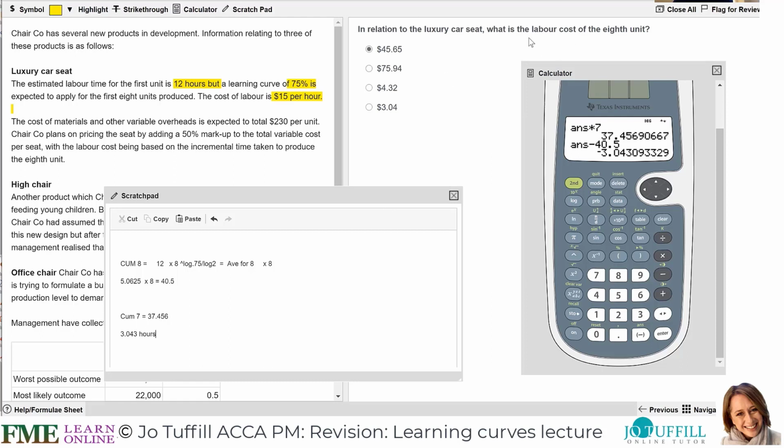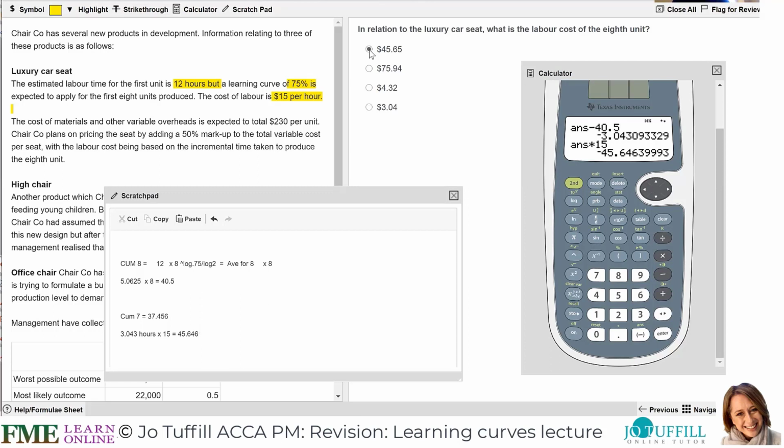Now, hours. We've not been asked for hours, we've been asked for cost, but guess what's there? 3.04. Can you see? There's your red herring. There's your one that you could pick if you hadn't realised that you've now got to times it by the 15. So we now have to times it by the 15, and it gives us 45.645. So 646. So therefore, it's rounded up to 45.65.